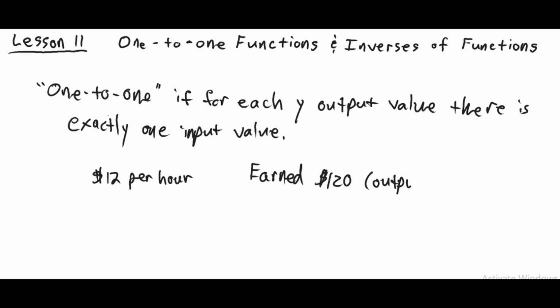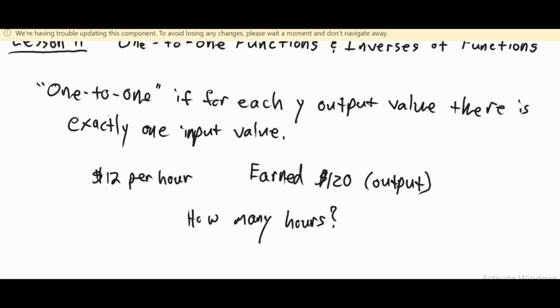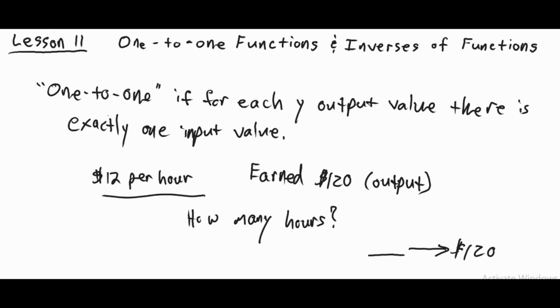So then we would ask, well, how many hours did they work? Okay, so what we're asking is what x value resulted in a y value of $120. Well, they're earning $12 per hour, and so in order to wind up with $120, they must have worked 10 hours. And so the input 10 results in the output of 120.